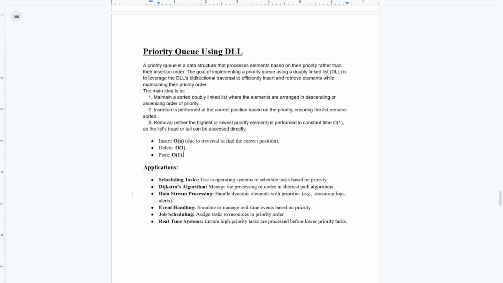Applications: scheduling tasks, Dijkstra's algorithm, data stream processing, event handling, job scheduling, real-time systems. Okay, coming to the important points.